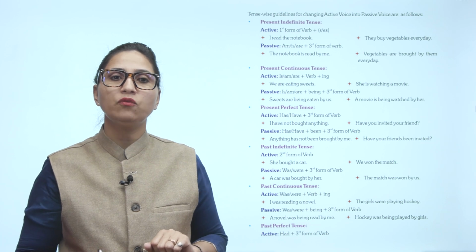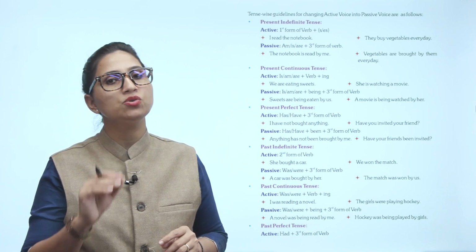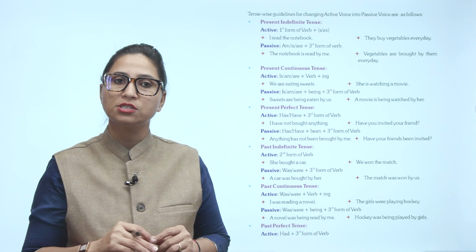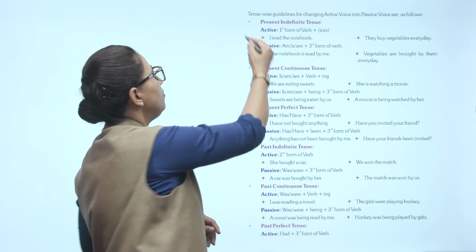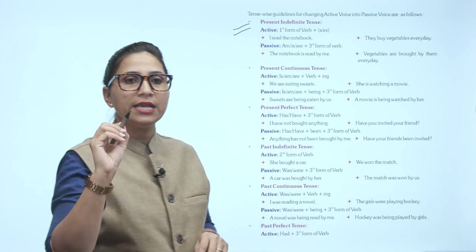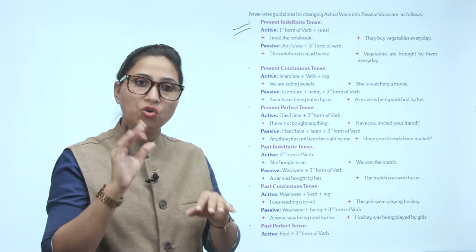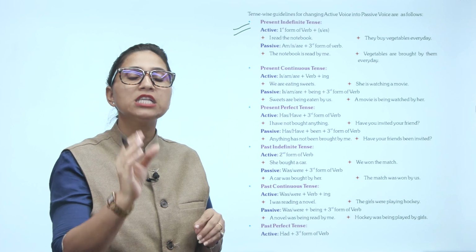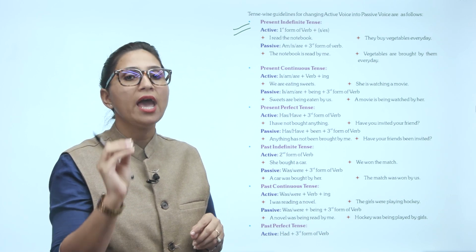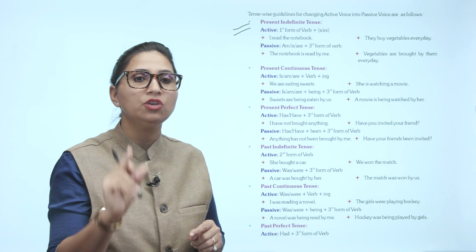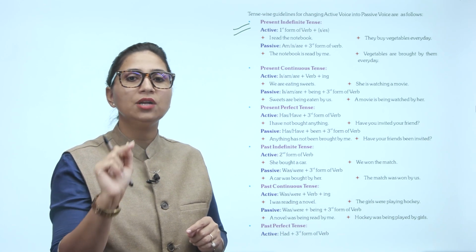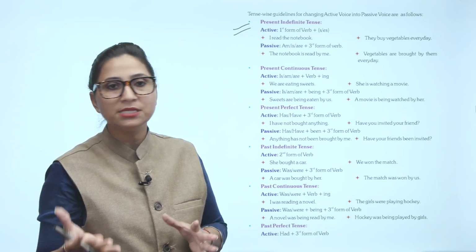These are the guidelines for changing active voice into passive voice. So first we will start from present indefinite tense. In your active sentence, you are taking the first form of verb, then S or ES you have to add in your sentences. I read the notebook. They buy vegetables every day.